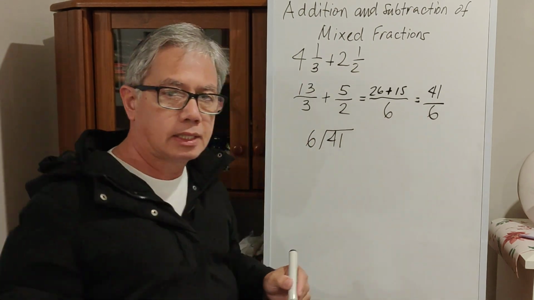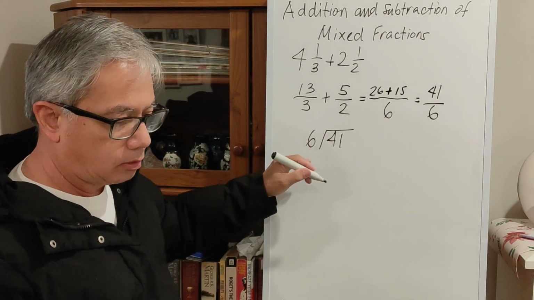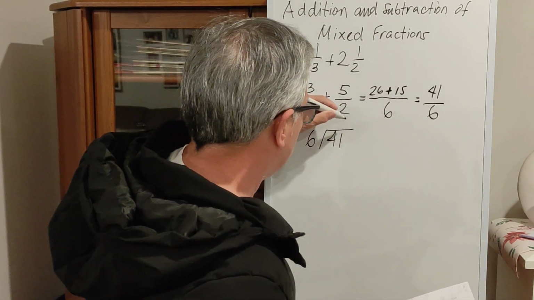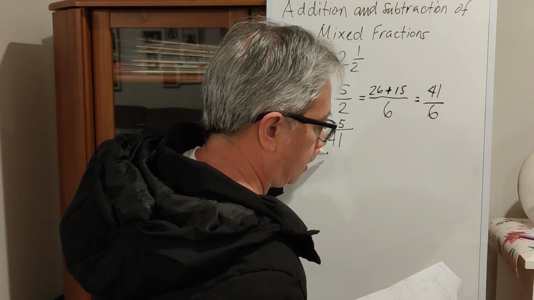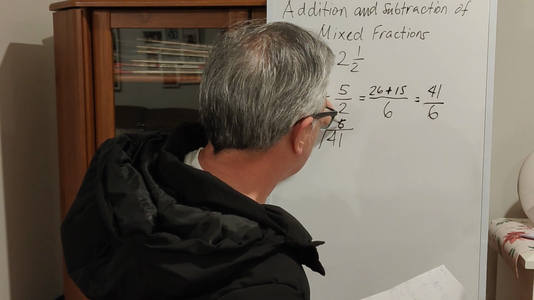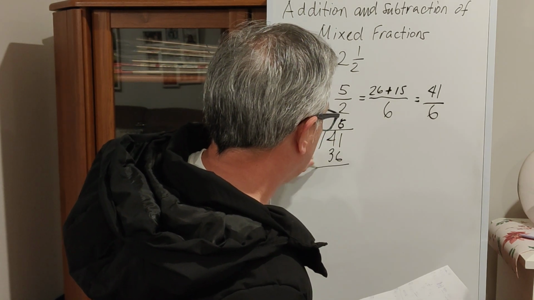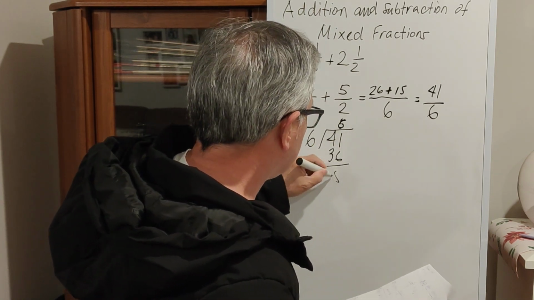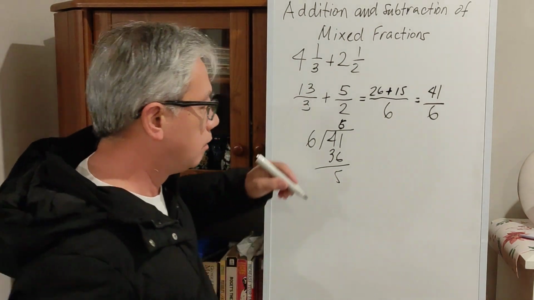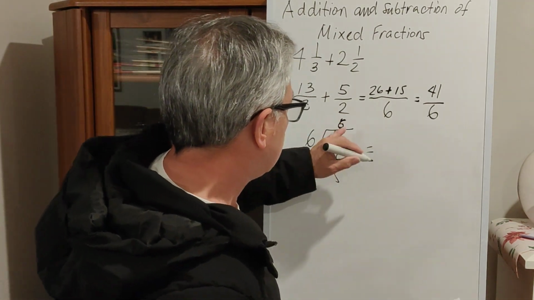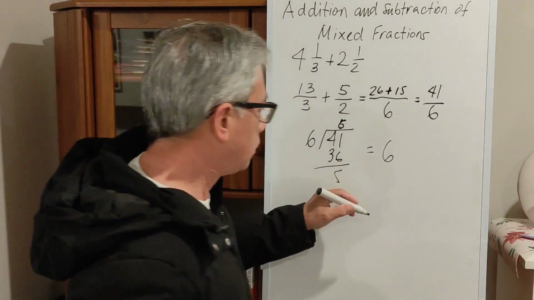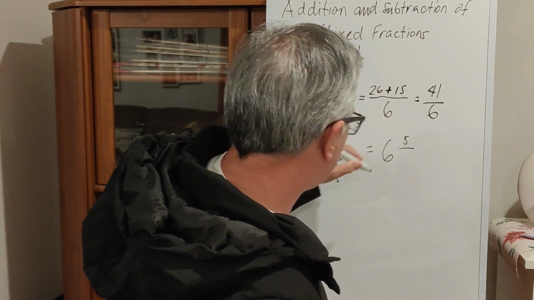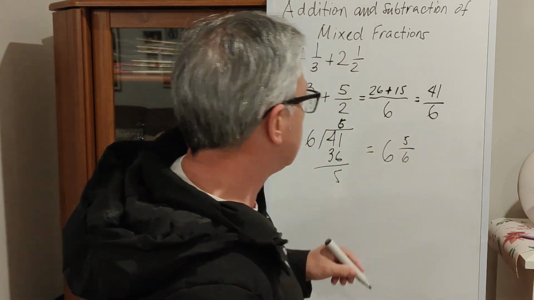41 divided by 6. So 41 divided by 6 is 5 times 6 is, 6 times 6 is 36. So 41 minus 36 is 5. So our answer is the whole number 6, and then the numerator 5, and then the divisor, which is 6.